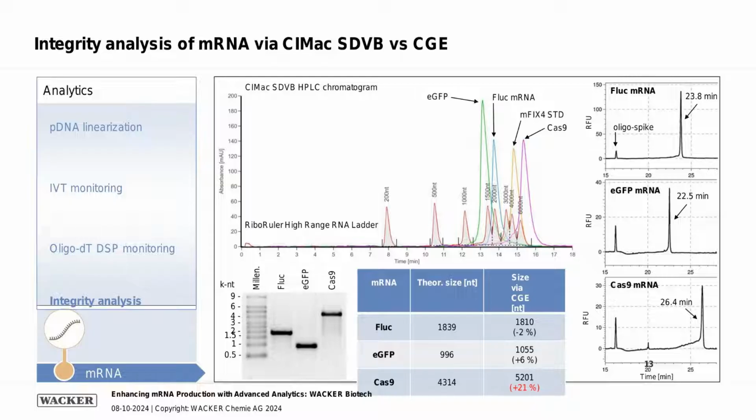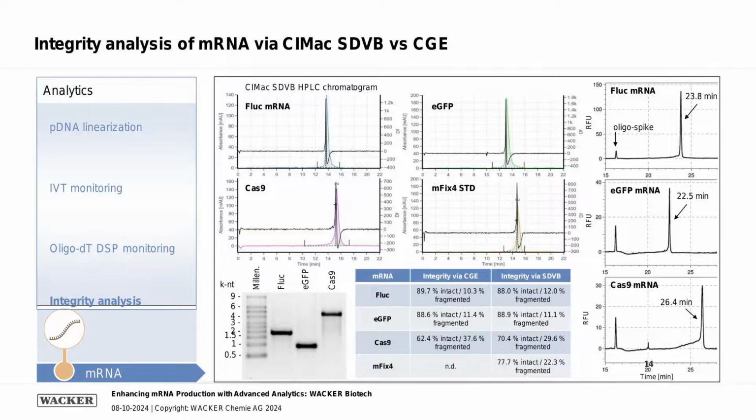That's why I only show data here for capillary gel electrophoresis, where we see quite well matching results with the theoretical size of the RNA, at least for fluc and EGFP mRNA. For Cas9, we do see some offset, which we often observe for RNAs that are larger.